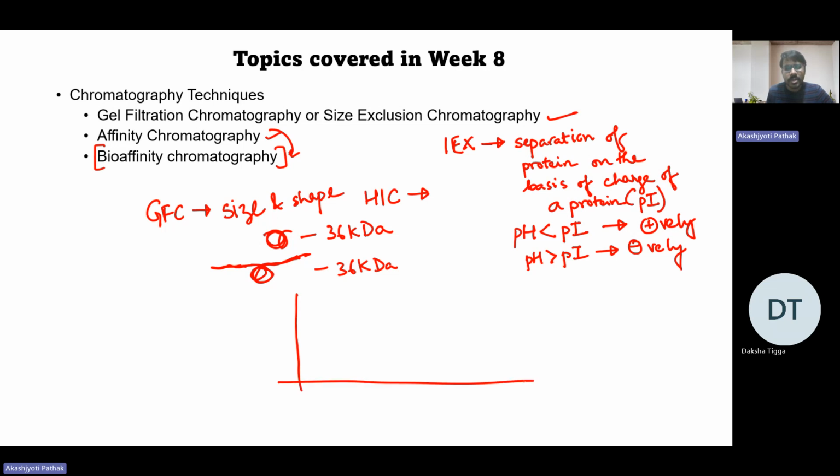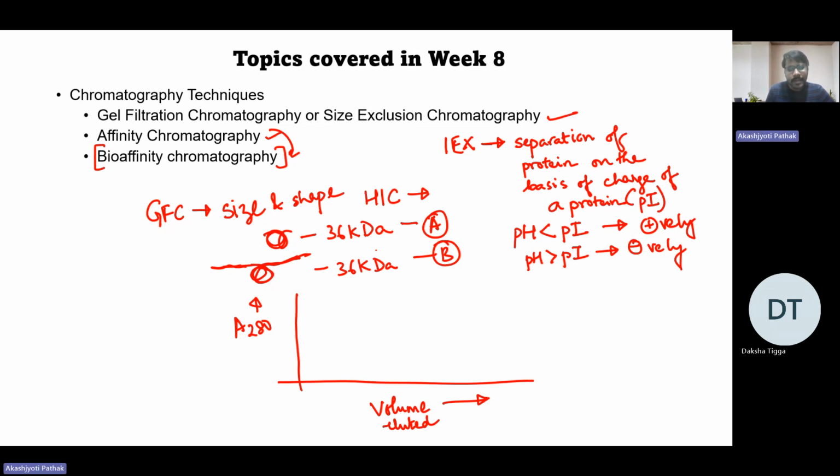If you do a size exclusion chromatography, what do you get? Any chromatography technique will have absorbance at 280 on the y-axis, and the volume of elution on the x-axis. Volume eluted, or you can also represent it in the form of time eluted, will be on your x-axis. So this is a chromatography profile. Say this is A protein and this is B protein. And if you do a size exclusion chromatography, then which of these proteins will be eluted first?